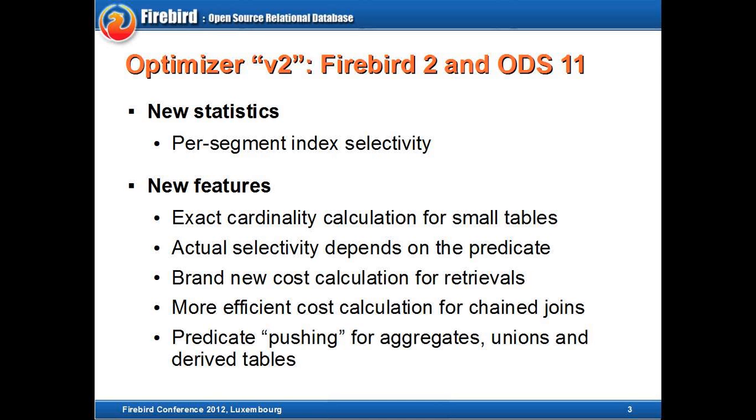So if any of you is still running Firebird 1.5 in production, you should seriously consider whether your database and your applications experience problems with the optimizer, and if so, think about moving to Firebird, at least Firebird 2.0, even if it's not supported anymore, or better Firebird 2.1 and Firebird 2.5, just because of the optimizer.